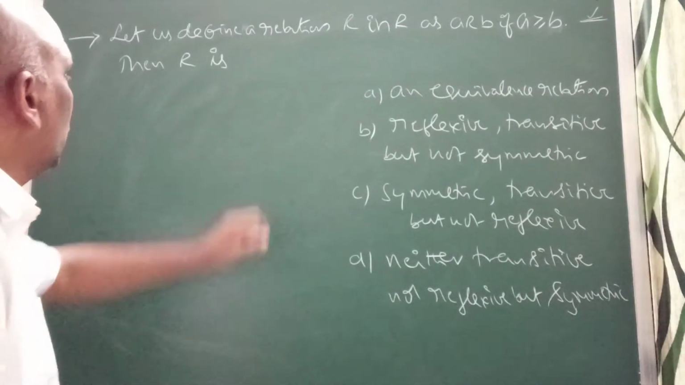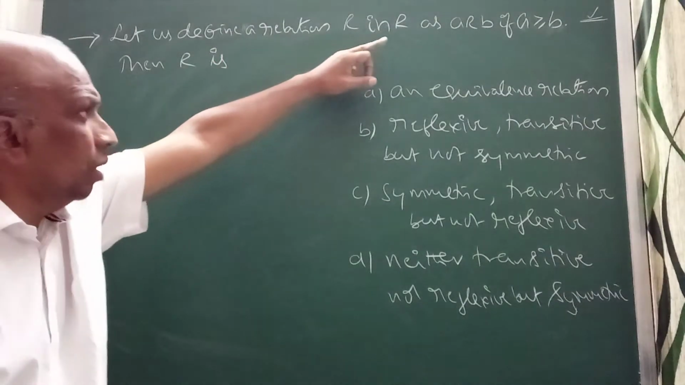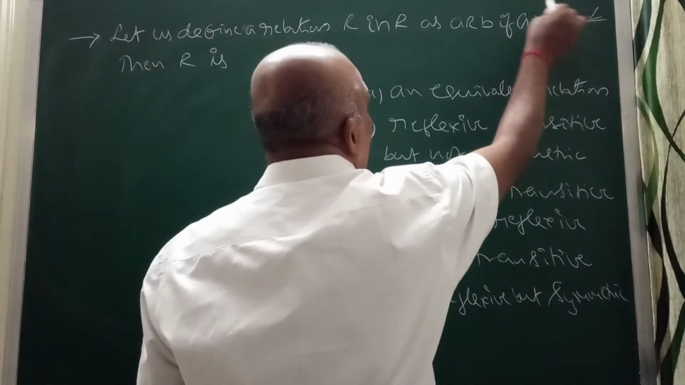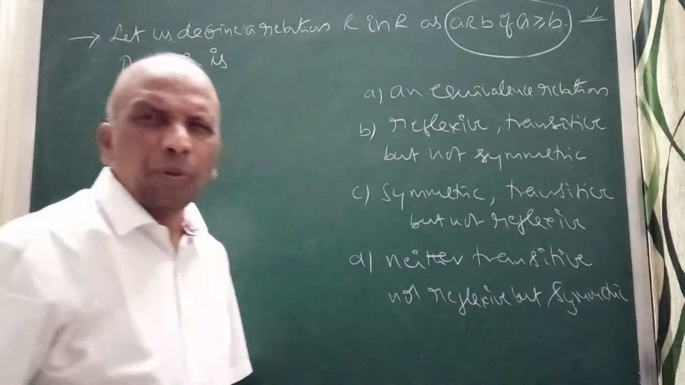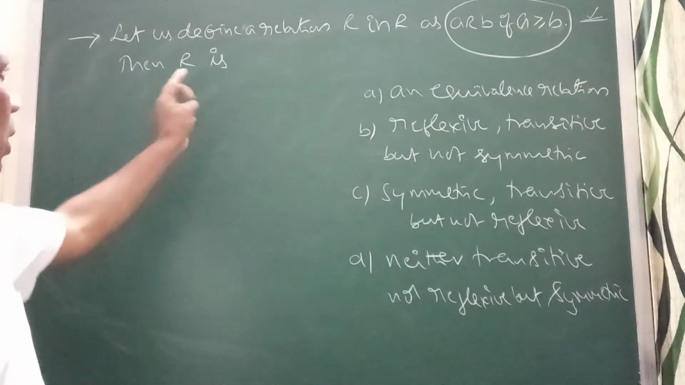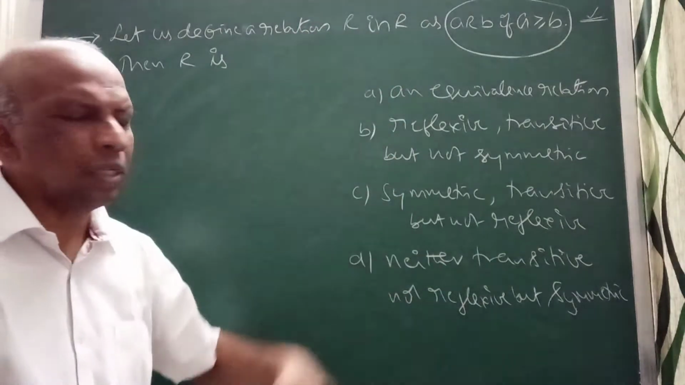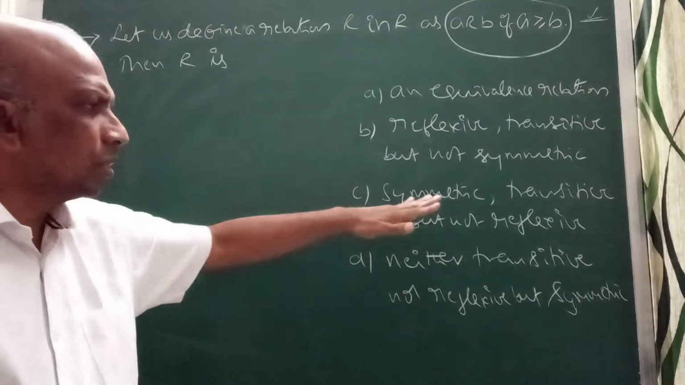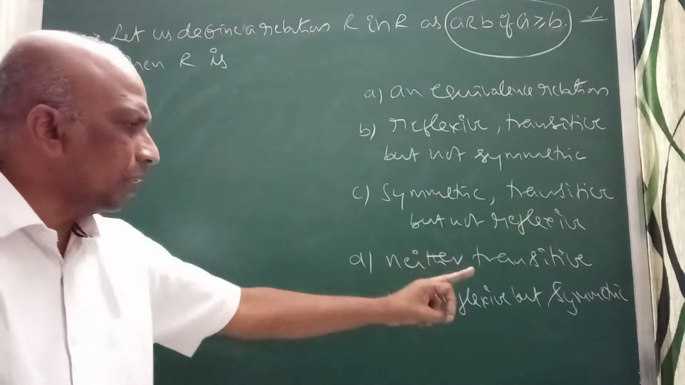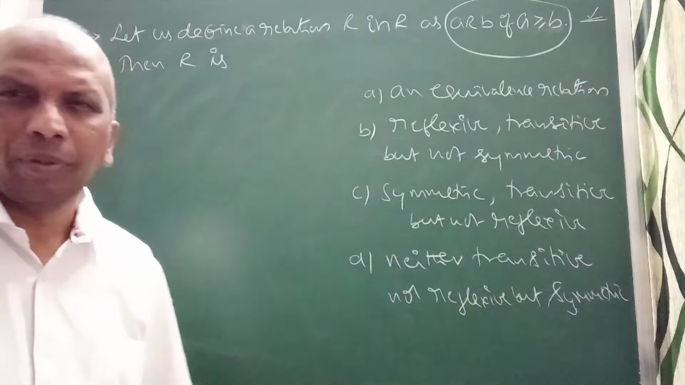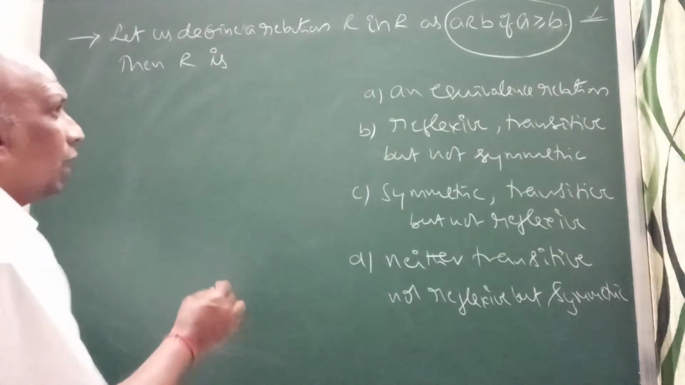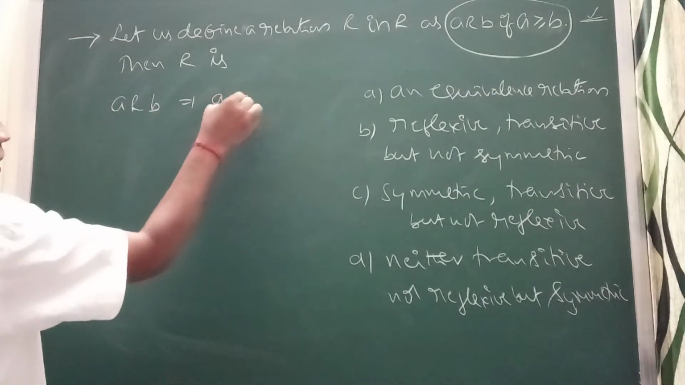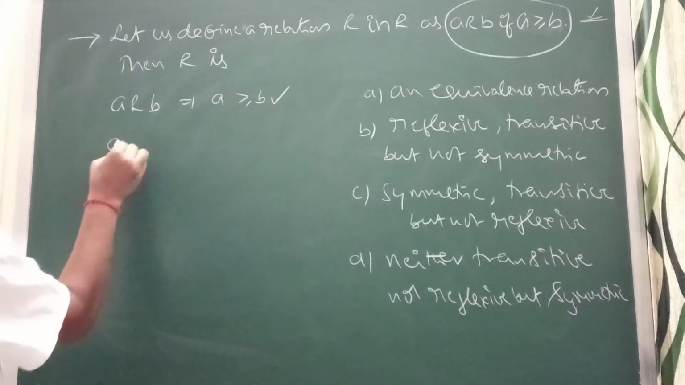See in this problem, let us define a relation R in the real numbers as a R b if a is greater than or equal to b. Then R is, they are given the types of relations they are asking here: equivalence; reflexive, transitive but not symmetric; symmetric, transitive but not reflexive; neither transitive nor reflexive but symmetric. You can check here. The given a R b means a is greater than or equal to b. Suppose a R a.